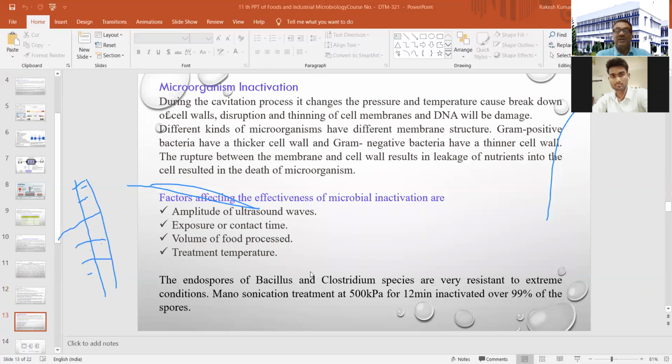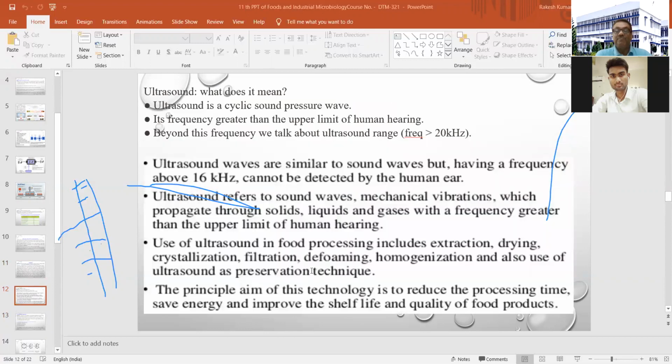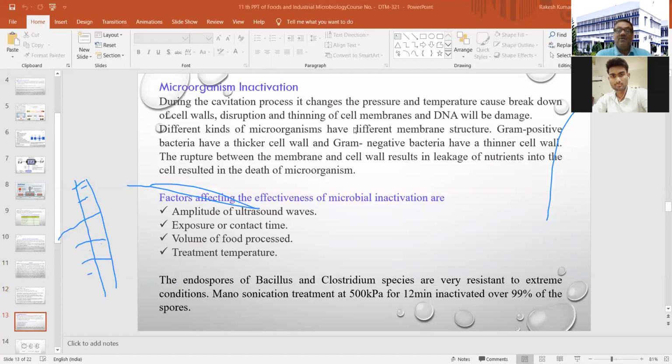So these are the special features of using this ultrasound technology in the food processing sector. Now, how will microorganisms be inactivated by this particular method? The cavitation process is mainly responsible. It changes the pressure and temperature, causes breakdown of the cell wall, disrupting and thinning of the cell membrane, and DNA will be damaged, thus causing death of the microorganism.